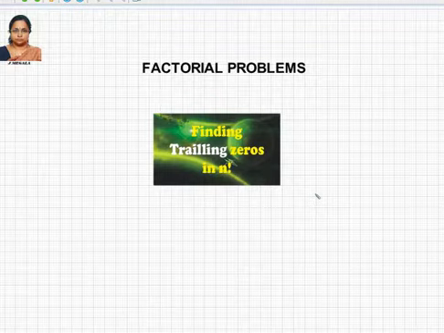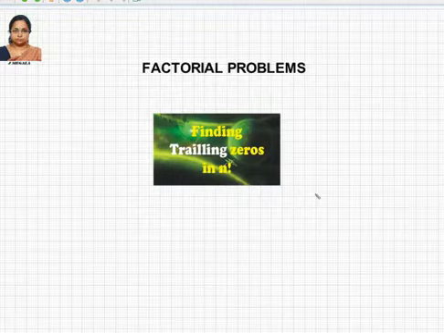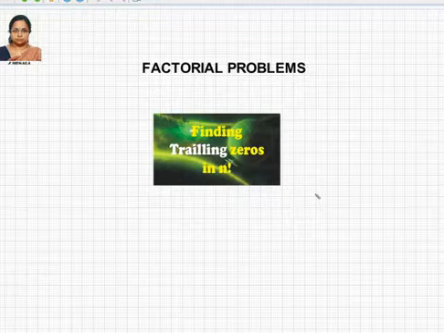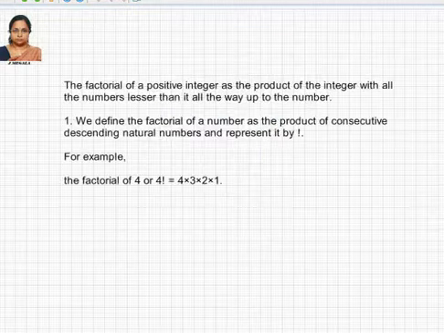This is the last part of the numbers. In numbers so far, what we have seen is the first part, where the classification of numbers and the divisibility rule was done. In the second one we did the factors, LCM, HCF, and the third is about the units digit. The fourth was the remainder theorem, and now this is the fifth one, and this is the last in the numbers. What are factorial problems?